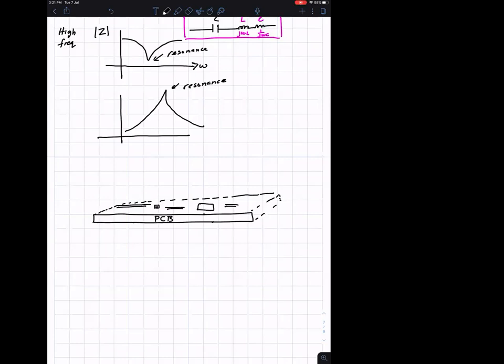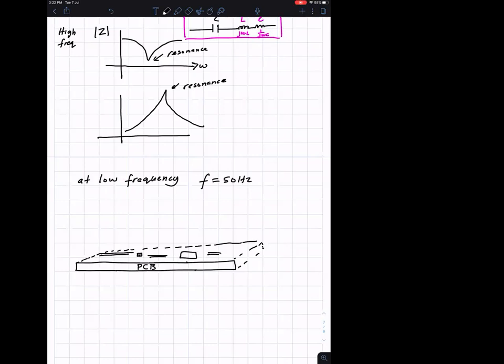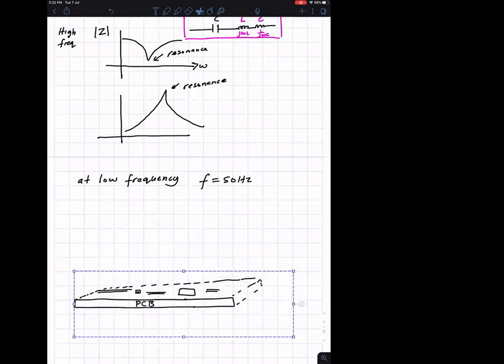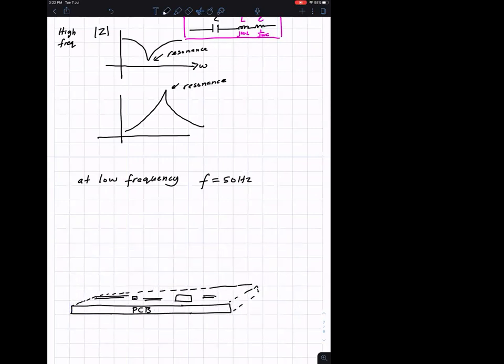At low frequency, what is the wavelength? At 50 hertz, first of all, you guys have to understand the difference between wavelength and period. A wavelength and the period, same thing? No. That's a very strong answer, very good.